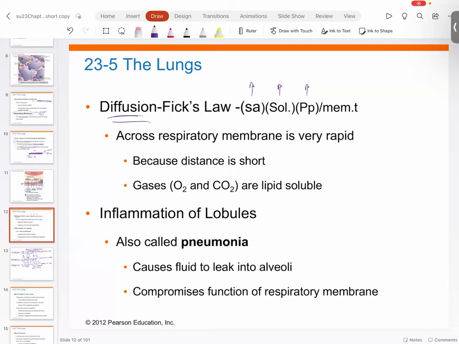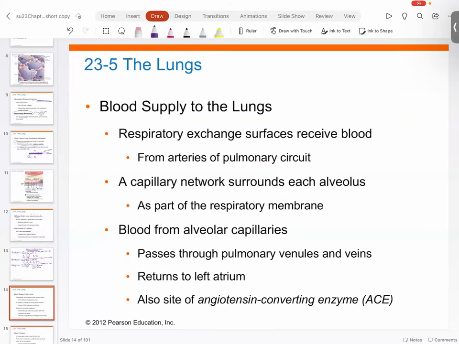And it's inversely proportional to the distance that it has to cross. Like, for instance, the membrane that it has to cross over, which is the reason why your respiratory membrane is so tiny, to eliminate that denominator so that you can get massive, massive diffusional rates. And that's basically what we're talking about.